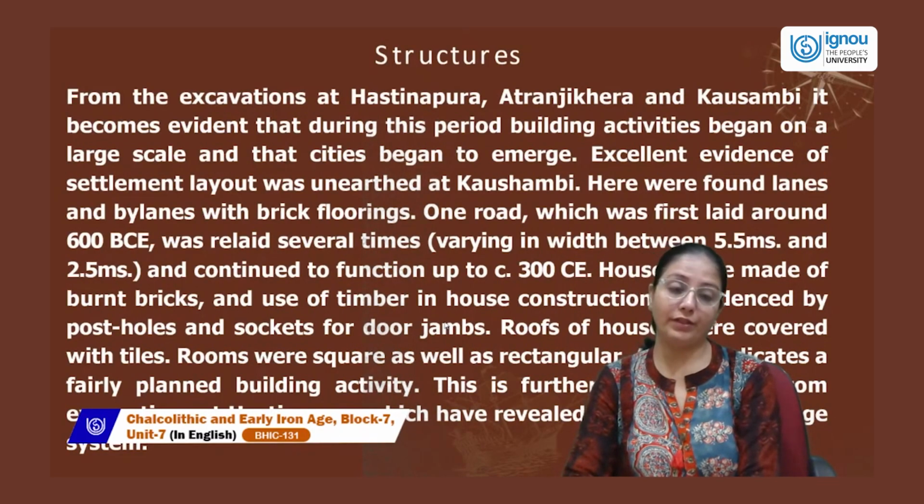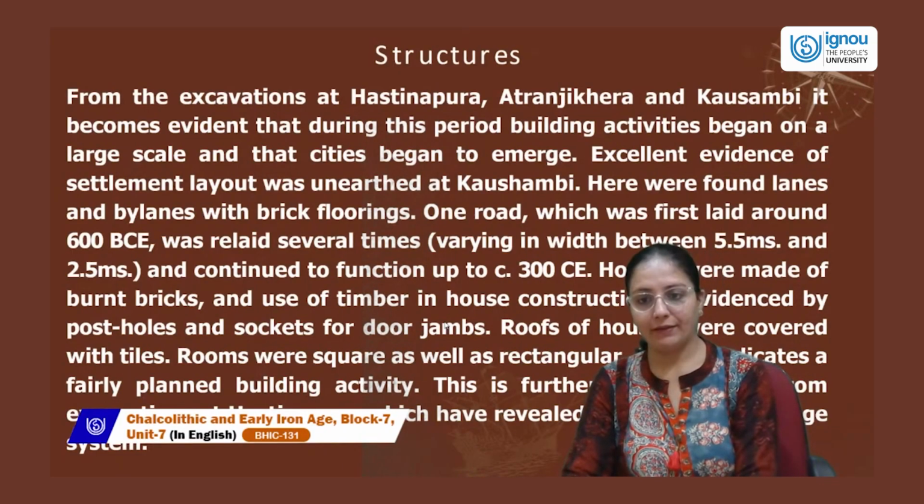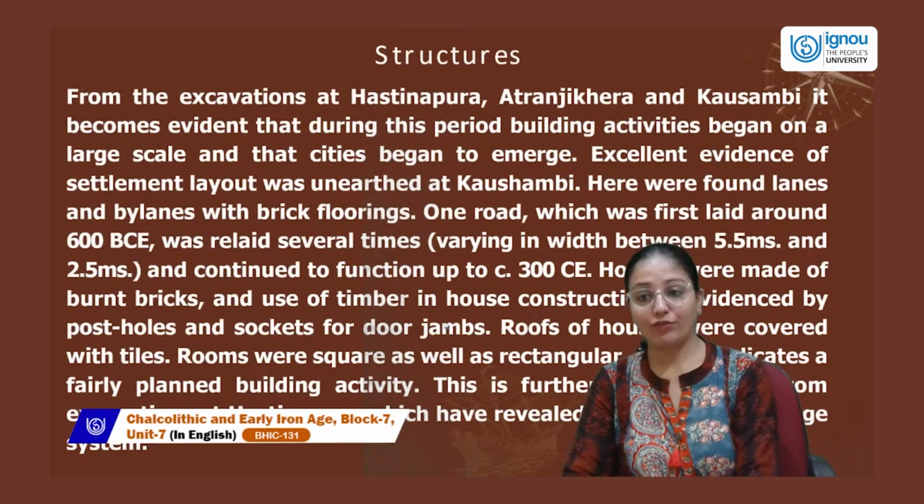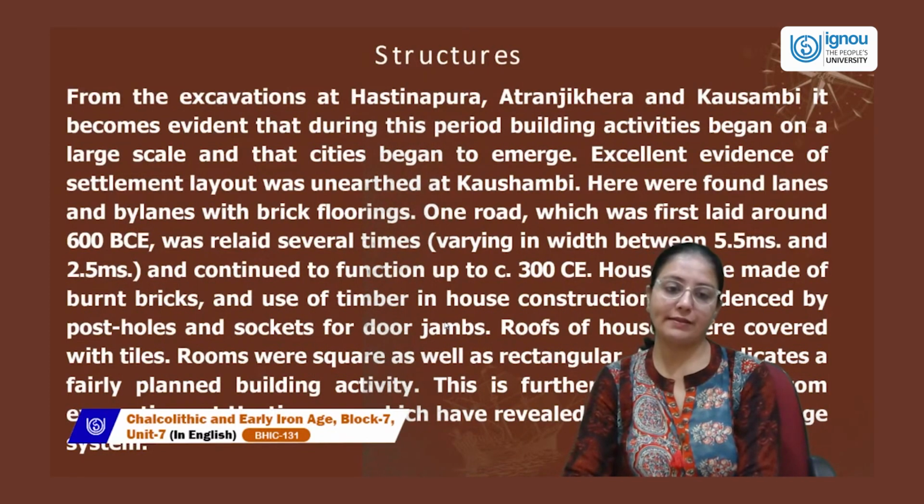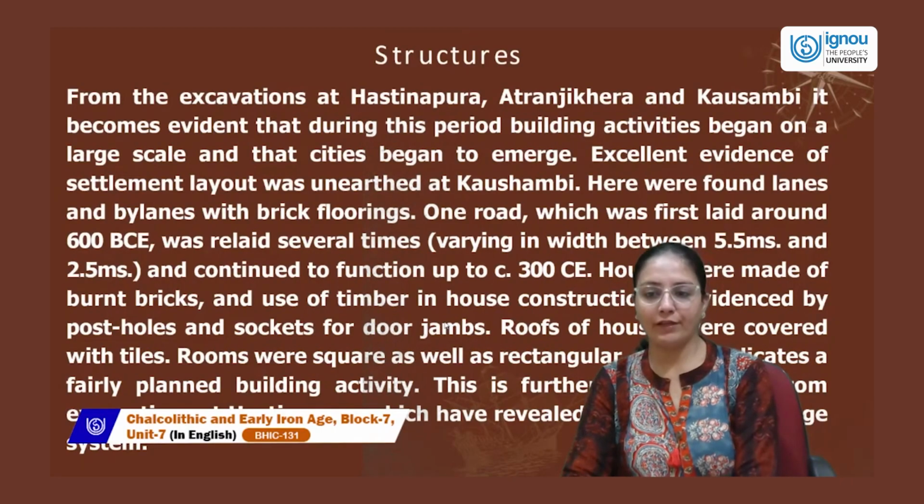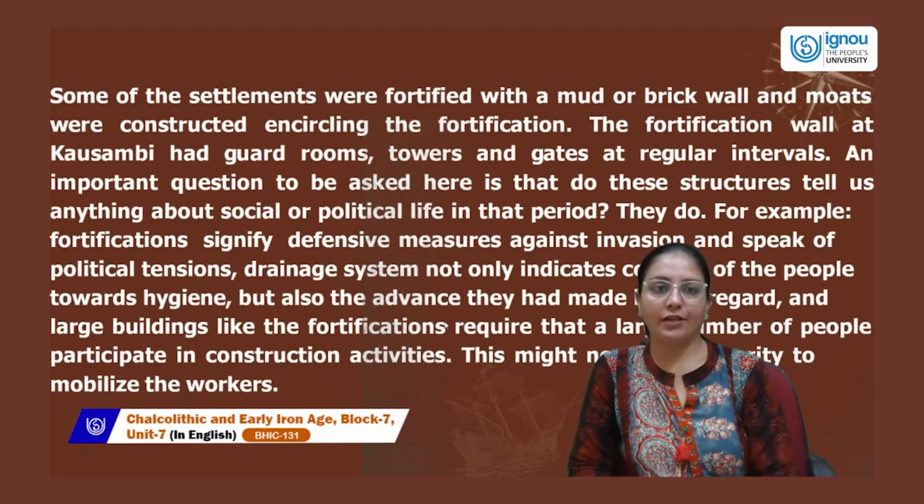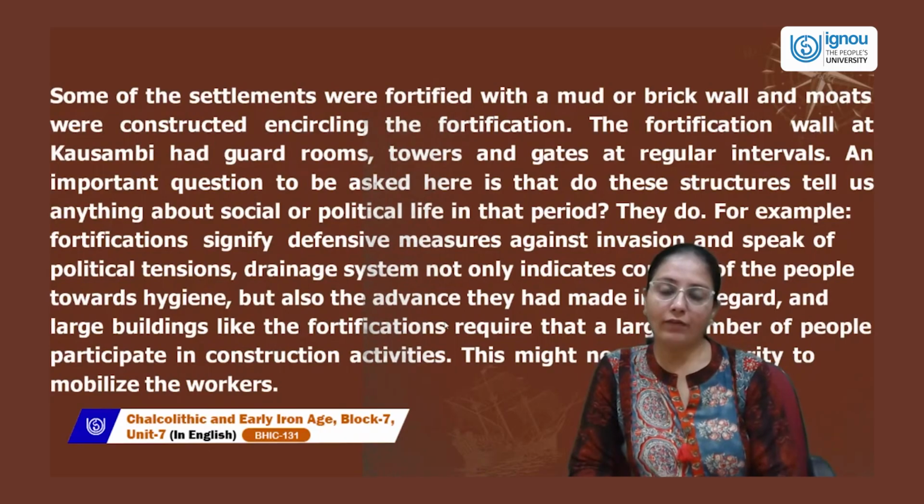Roofs of houses were covered with tiles. Roofs were square as well as rectangular. All these indicate fairly planned building activity. This is further demonstrated by excavations at Hastinapur, which have revealed an elaborate drainage system. Some settlements were fortified with brick walls. Moats were constructed encircling the fortification. The fortification wall at Kaushambi had guard rooms, towers, and gates at regular intervals.